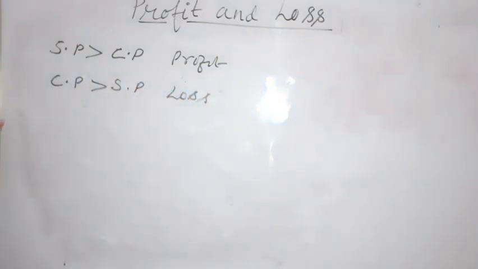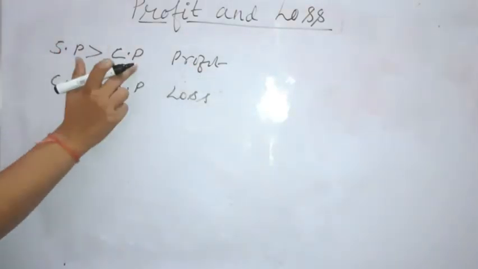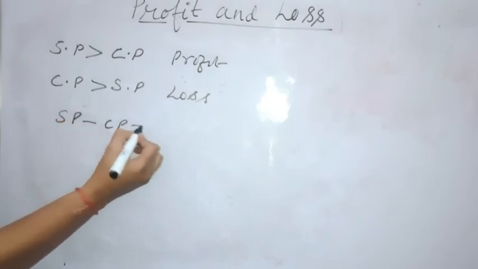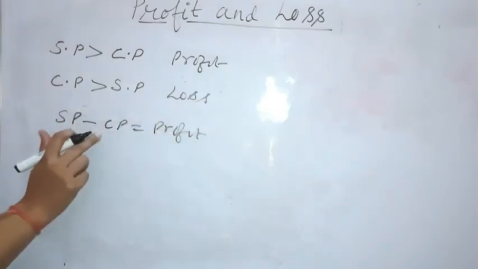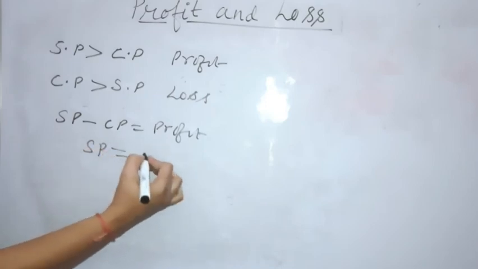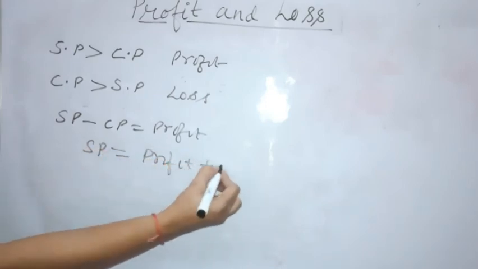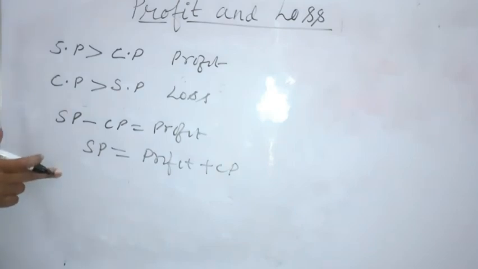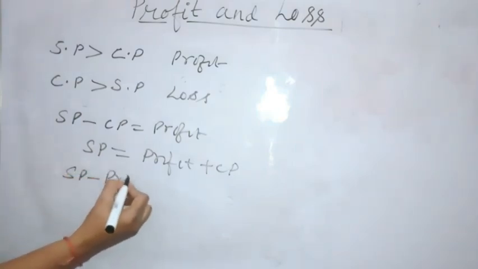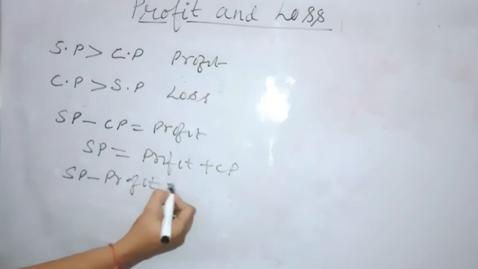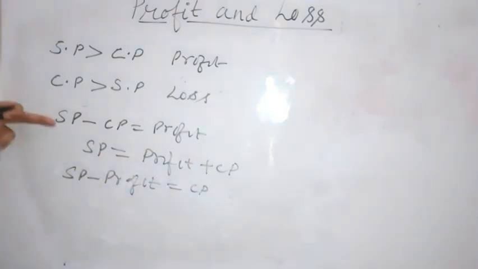So it will be very easy to find out, and you don't need to remember the formulas also. There is no need to learn the formulas. From this only you can write down all the formulas. If it is profit, SP is greater than CP. So SP minus CP is equal to profit, and this minus CP will go to that side. So SP is equal to profit plus CP. This plus profit will come on this side. So SP minus profit is equal to CP. From the single formula we have found the rest of the two formulas.